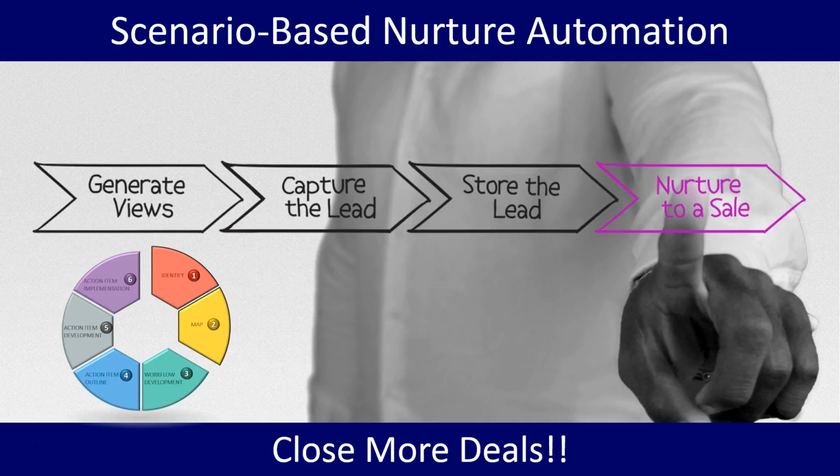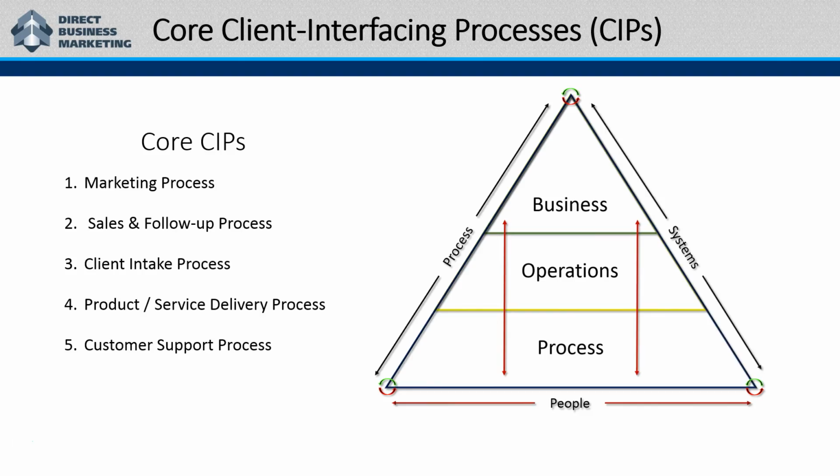Okay, so we're continuing our video series talking about scenario-based nurture automation. I'm Granison Shines, Chief Marketing Officer here at Direct Business Marketing. And we're doing this because we have found where our clients are dropping the ball in the marketing process: generate, capture, store, and nurture.